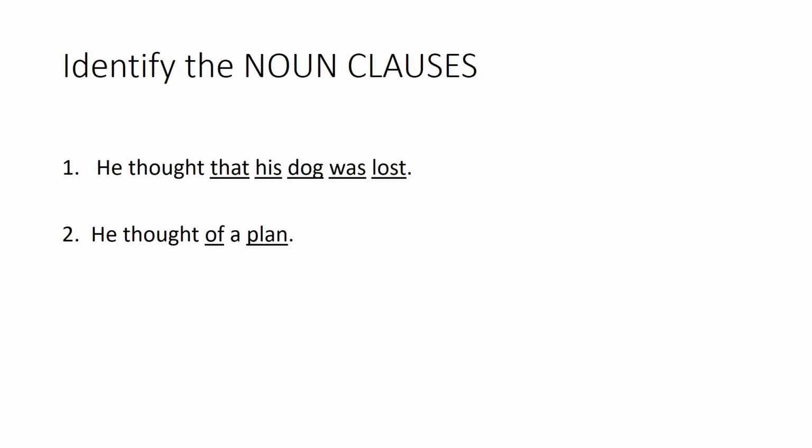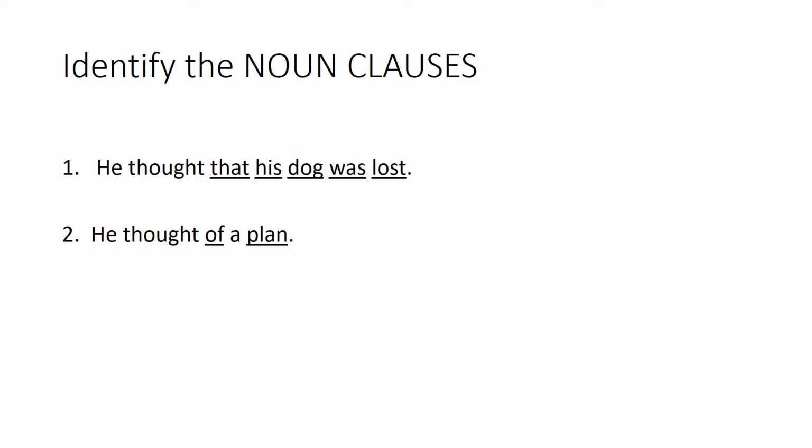The group of words that his dog was lost is a clause since the dog is the subject, was is a finite verb. It means that it is acting as the object of the verb thought and doing the work of a noun. Therefore, we can say that the clause is a noun clause.